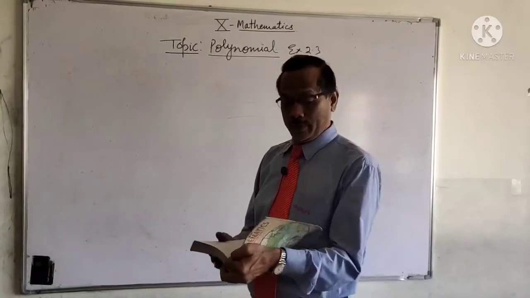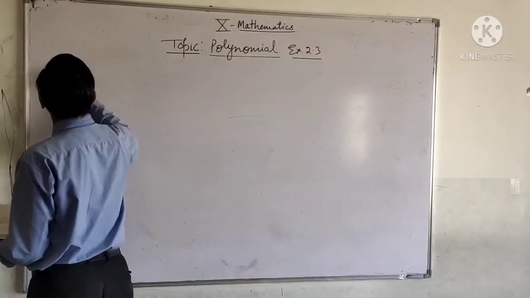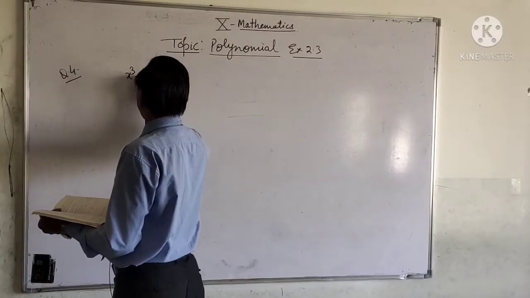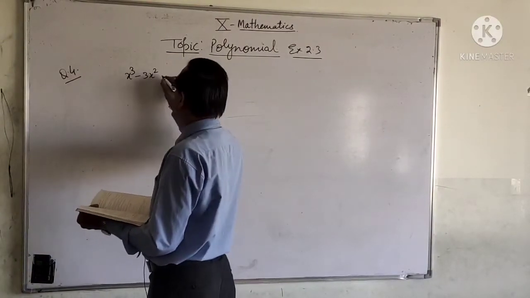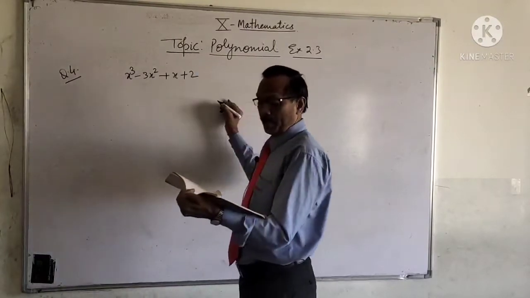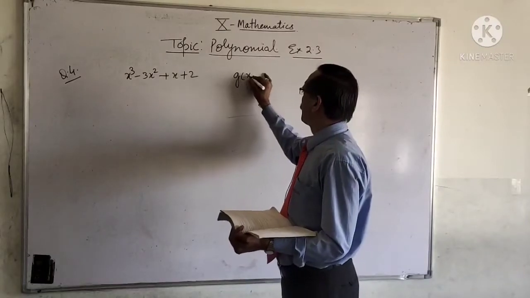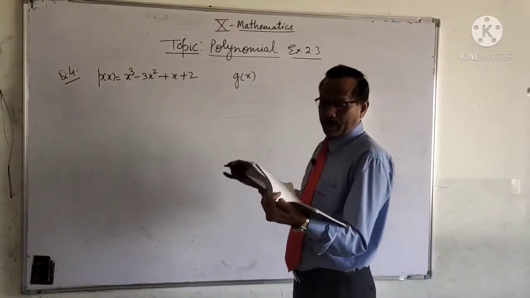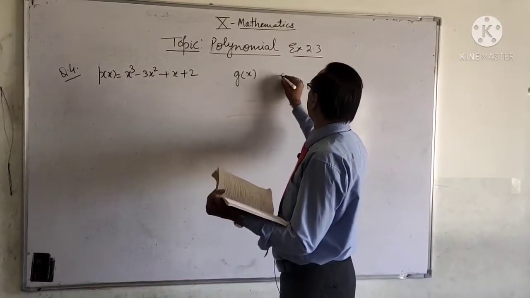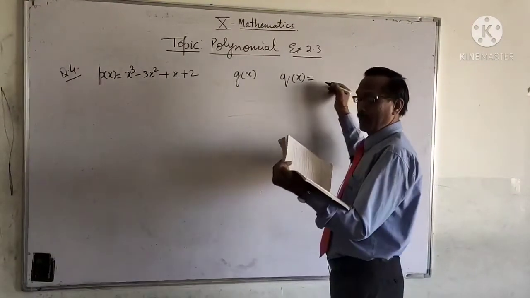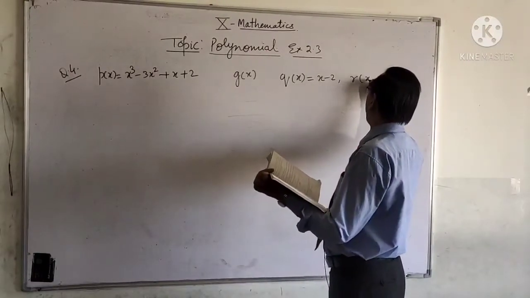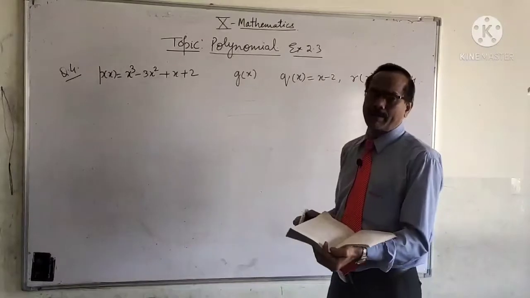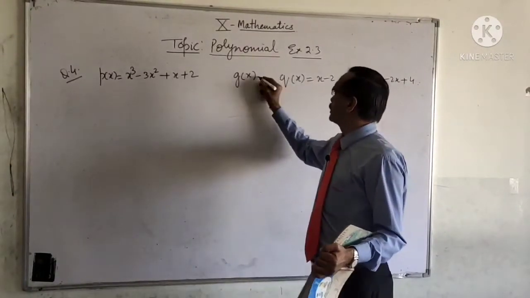Student, next is question number 4. On dividing x^3 - 3x^2 + x + 2 by a polynomial gx, let it be px, the quotient qx is x minus 2 and the remainder rx is minus 2x plus 4 respectively. Find gx. This you have to find.